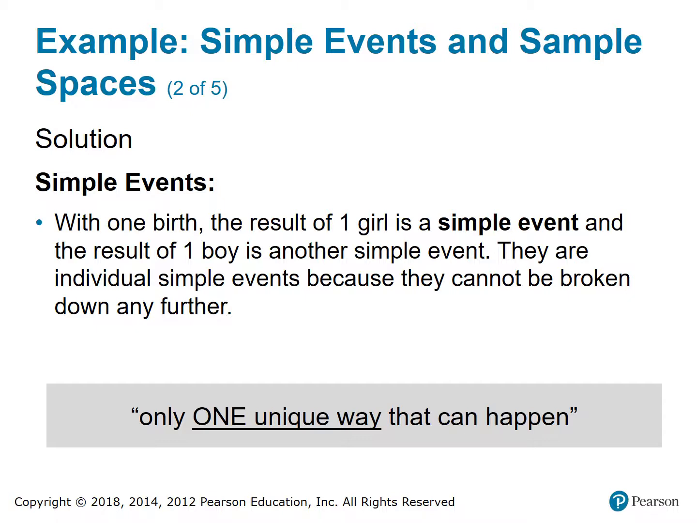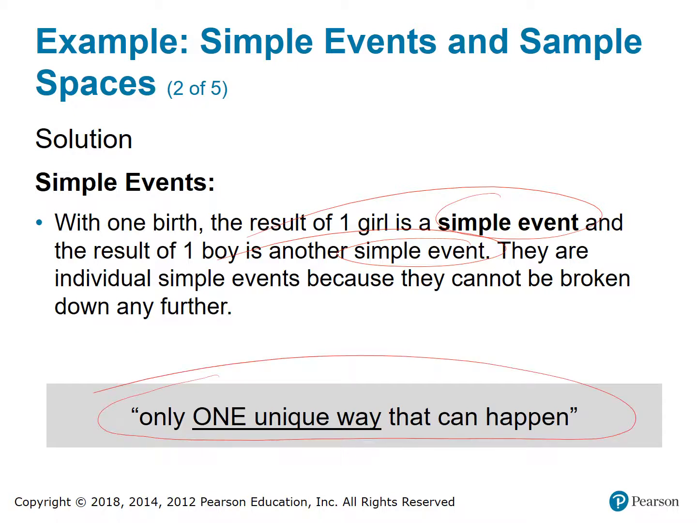Okay, so with one birth, the result of one girl is a simple event, as we discussed. And the result of one boy is another simple event. They are individual simple events because they cannot be broken down any further. So again, the emphasis here is that a simple event is one and only one unique way that the event can happen.